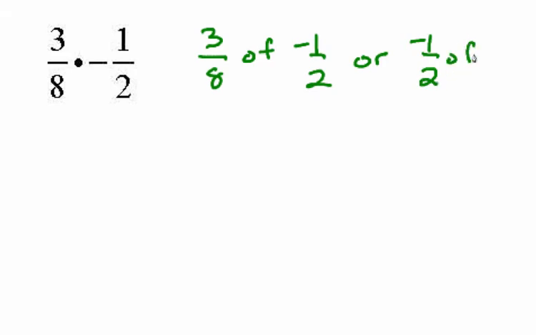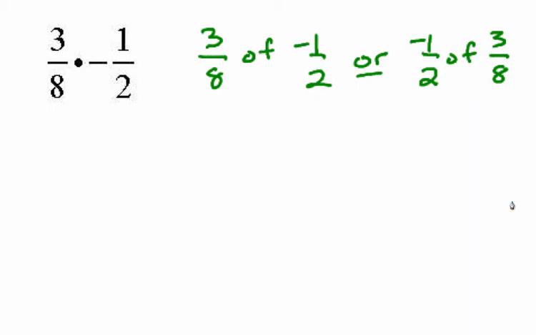And our last example today is another part times a part, a fraction times a fraction. In this case, we want 3/8 of -1/2, or we could say we want -1/2 of 3/8. Those are two ways to say the same thing, because multiplication is commutative, which means we can do it 3/8 times -1/2 or -1/2 times 3/8. Either way works because of the rules of multiplication.